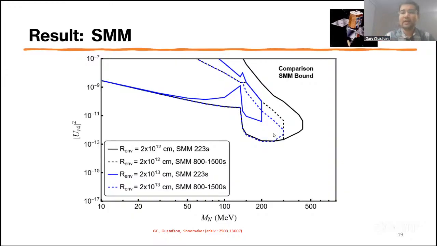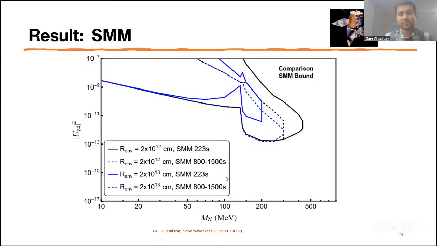Coming to the next case, where you have the same envelope size but a second observation window for later times, you see that this black dotted line actually has a smaller parameter space being constrained. When you have a smaller envelope, most of the decays that happen in 200 seconds are seen by the gamma ray observatory. So you do not gain anything with a longer observation time window.